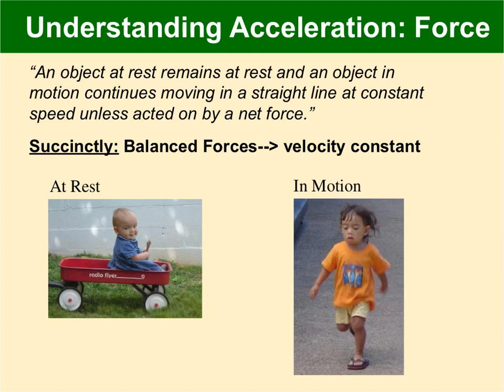300 to 400 years ago, we were postulating how the Earth could be moving and us not flying off. Isaac Newton formulated this as a law, which we'll cover later, that says an object at rest remains at rest, and an object in motion continues moving in a straight line at constant speed unless acted on by a net force. A force is a push or a pull.